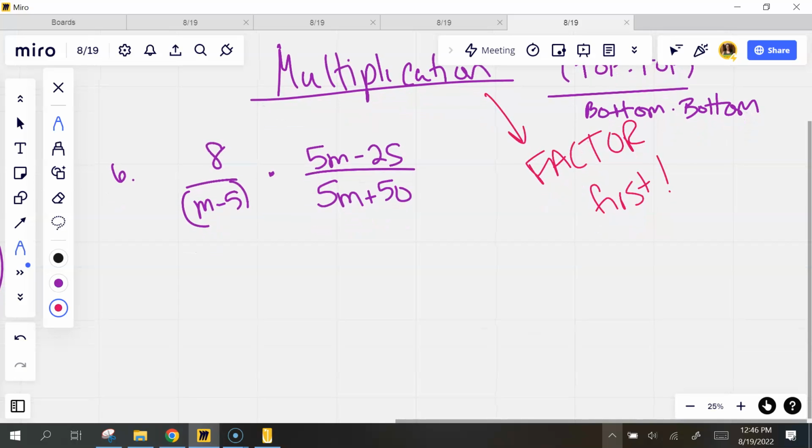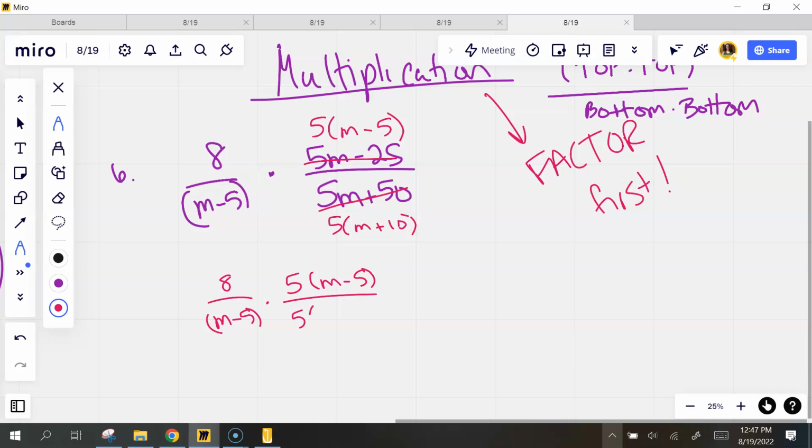What can I factor here? Anything? This one I could take a 5 out, right? Anything else? Yep, I could take a 5 out. So what I really have now is 8 over m minus 5 times 5 times m minus 5 over 5 times m plus 10.